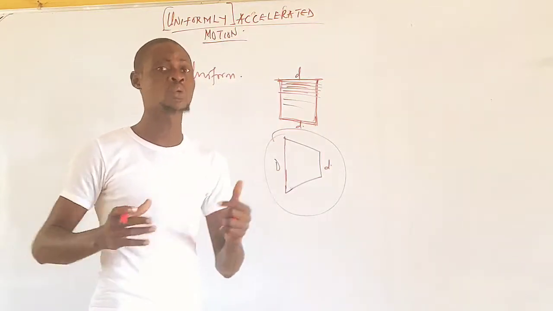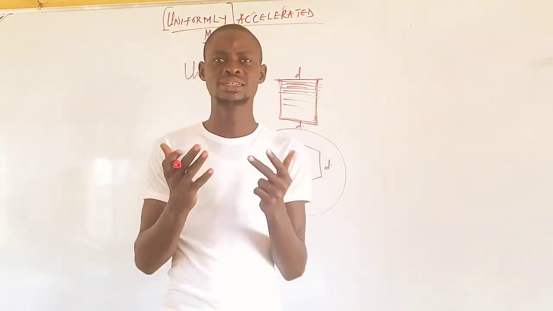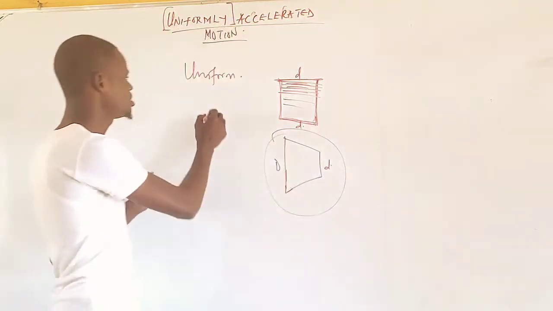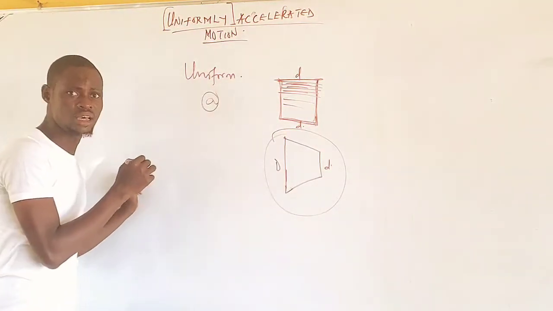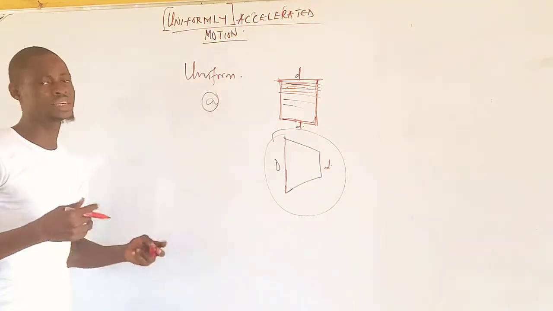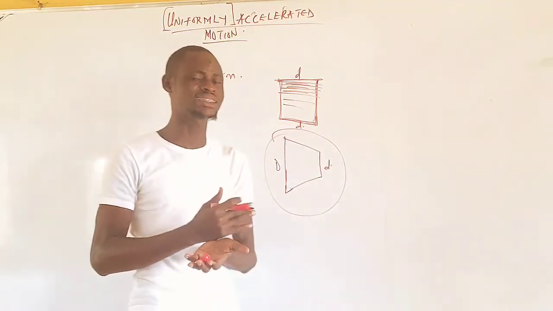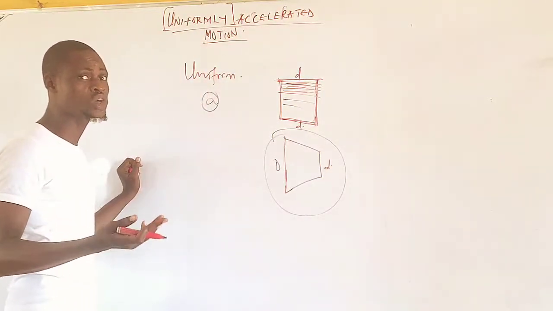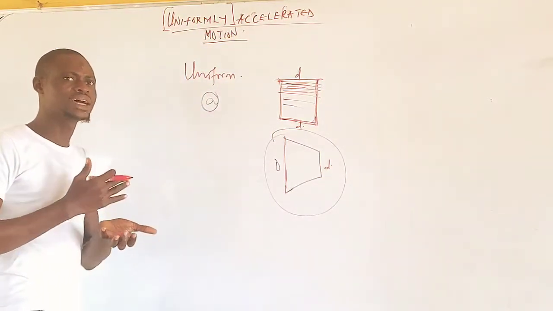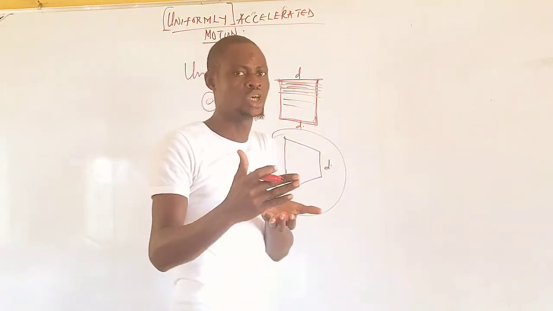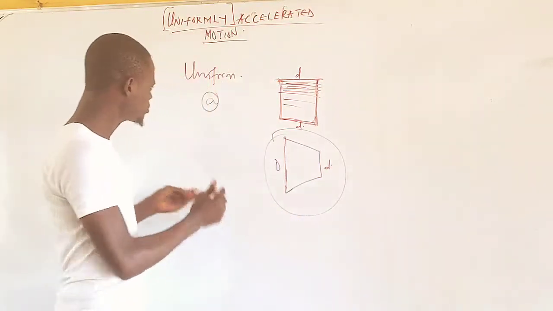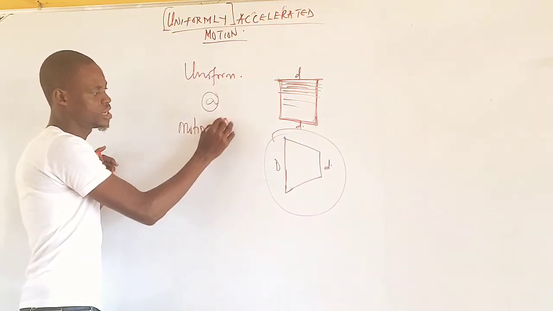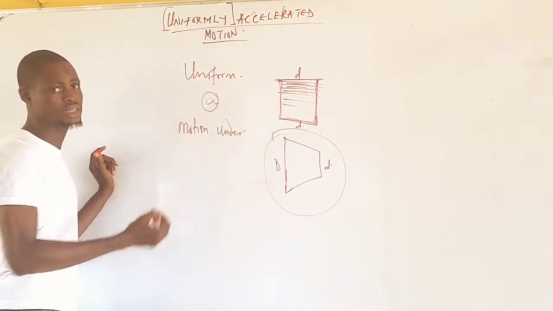You get something now? So we assume that there are some motions that are very close to uniform, in which the acceleration is constant altogether. So when we say uniformly accelerated motion, it simply means the motion that has a constant acceleration. An example of this kind of motion that we assume to have a constant acceleration, because the acceleration is very close to constant, is the motion under gravity. Motion under gravity is an example of a uniformly accelerated motion.